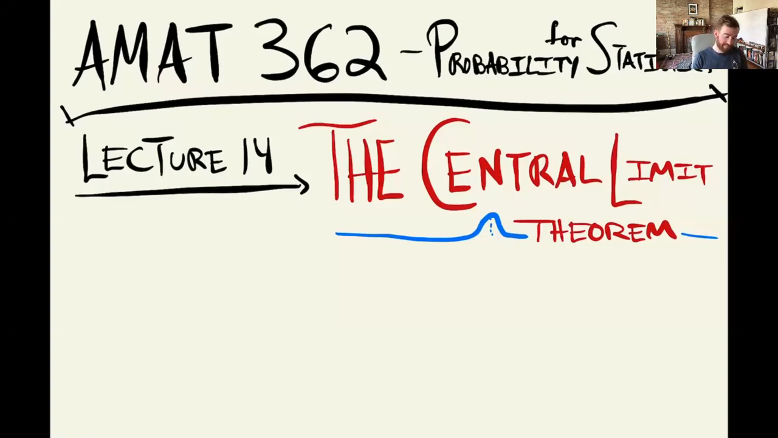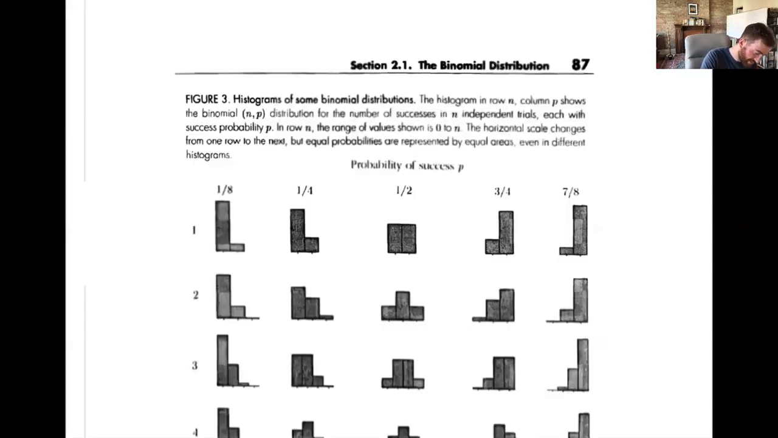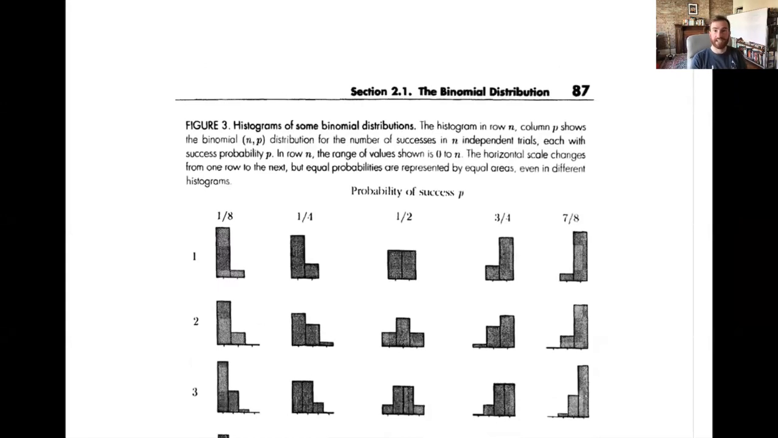This is lecture 14. Today, we're going to talk about a phenomenon known as the Central Limit Theorem. That's really a miraculous result, which comes from this apparent convergence of probability distributions whenever you do something enough times. Let me show you some examples. This comes from Pittman's probability textbook, which we've sort of been using unofficially for our course.